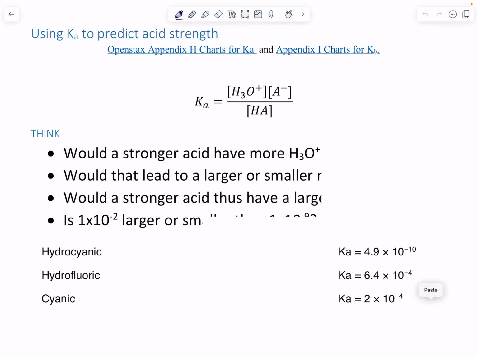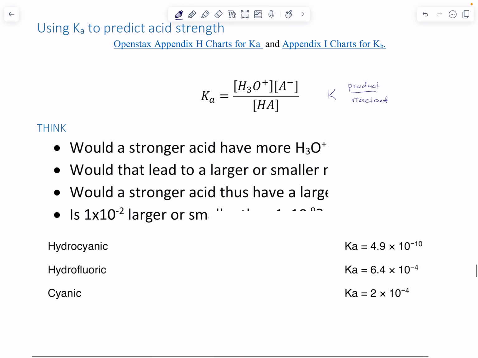Another result of being able to see that a K is a result of its products on top and its reactants on bottom is that we can just look at a series of K values and we can tell whether or not you're dealing with a kind of strong acid or a really strong acid.